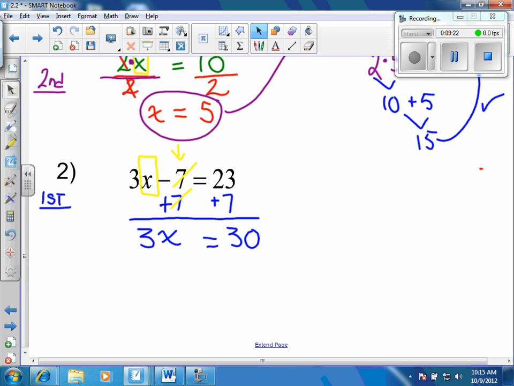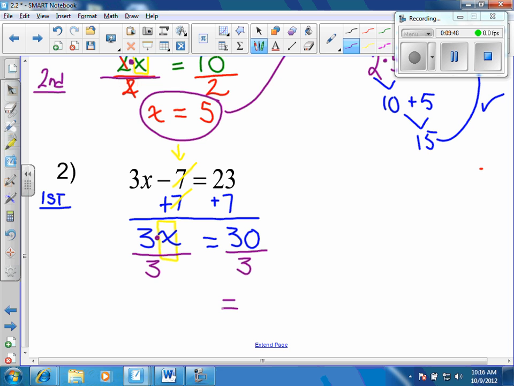Okay, and then remember, you're trying to get x all by itself, so what would I have to do next? What operations here? Yeah, you would divide by 3, because the 3 is being multiplied by the x. So the opposite of multiply is divide. So we use a fraction bar to show division.